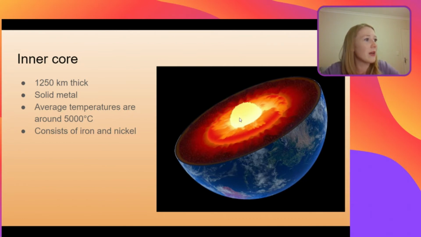Okay, and when we're talking about the actual heat, we expect the inner core to be about 5,000 degrees Celsius. And for context, I think the surface of the sun is about 5,500 degrees. So that's quite close to the surface of the sun. In other words, you'd burn yourself.